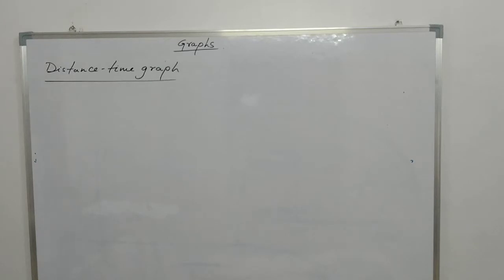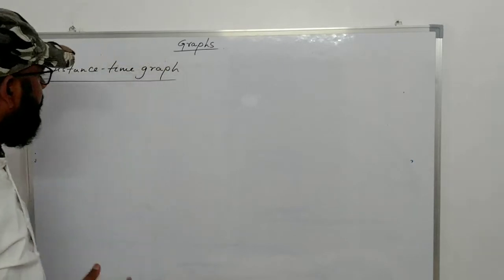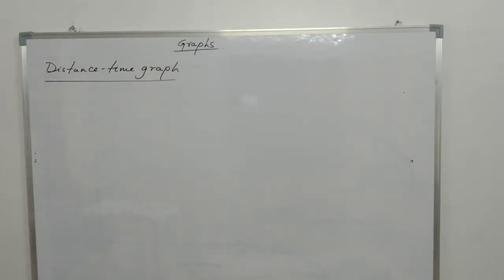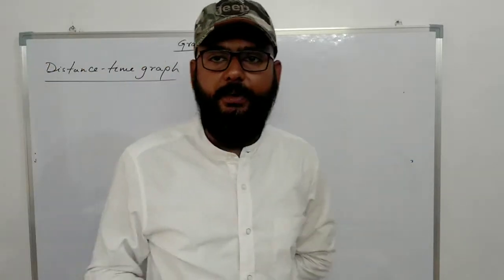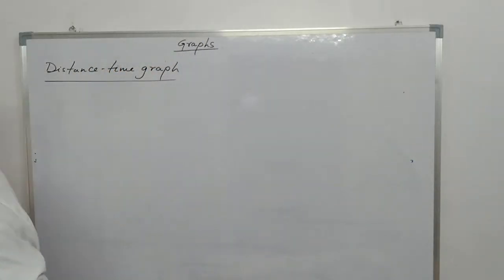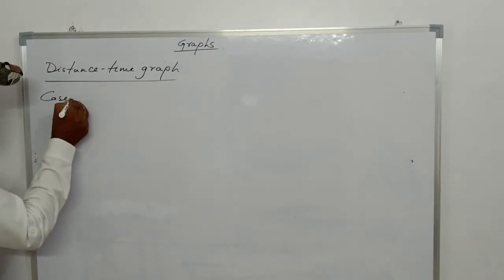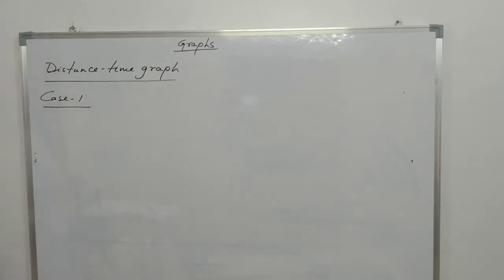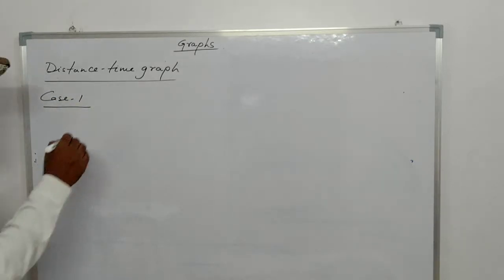So what is this distance time graph? The distance time graph represents the change in the position of a body with time. Okay, so what I told, the distance time graph represents the change in the position of the body with respect to time, or with time. Okay, three cases. First case, case 1. Case 1 is when the body is at rest.